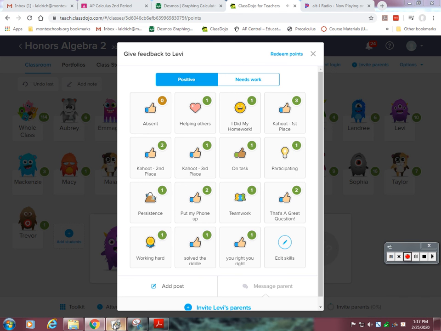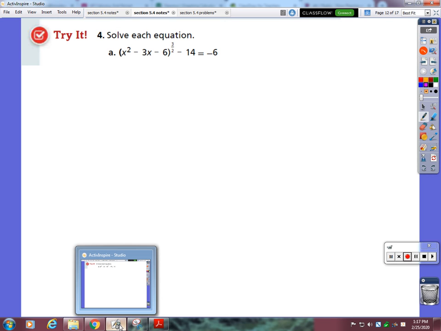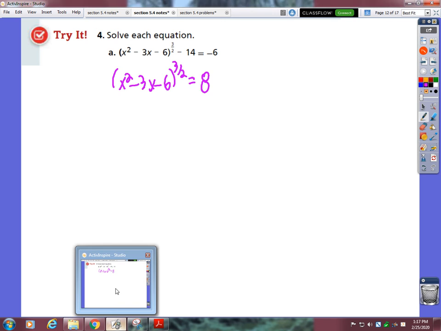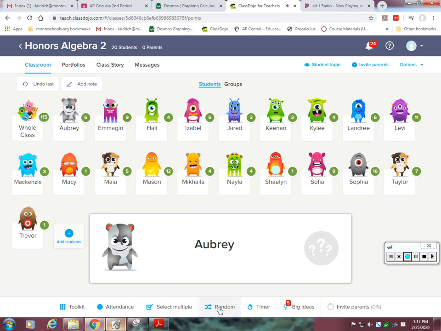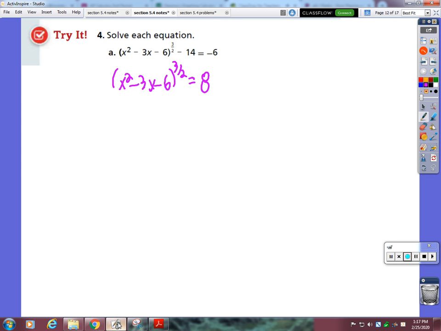Okay, Levi, what's the first step? Okay, good. So the first thing to do is add 14 to both sides. So that changes that to an 8. So that makes that considerably easier when we do the next step, which is what, Aubrey? Okay, good. Put the whole thing to the power of 2/3. So the 3/2 and the 2/3 cancel, leaving us with x squared minus 3x minus 6.